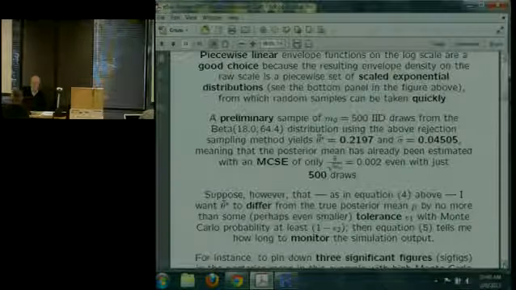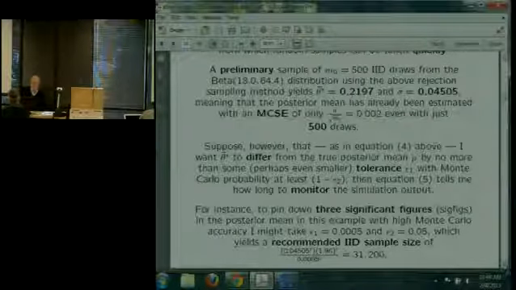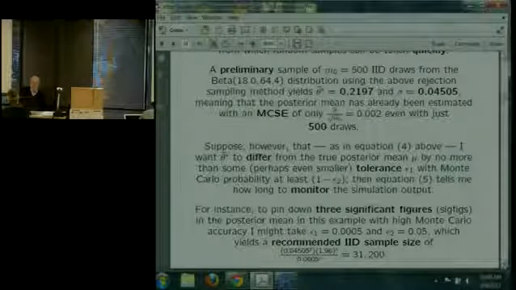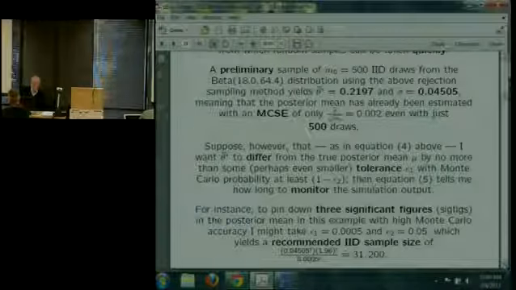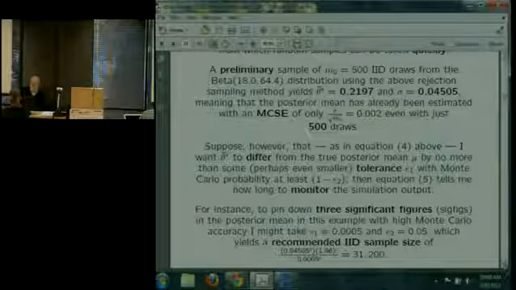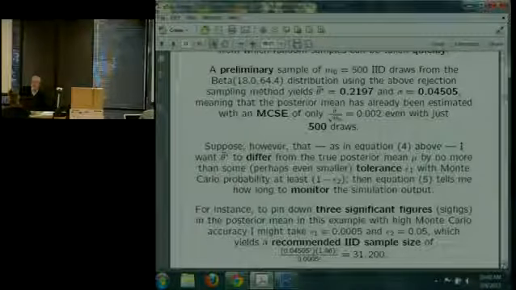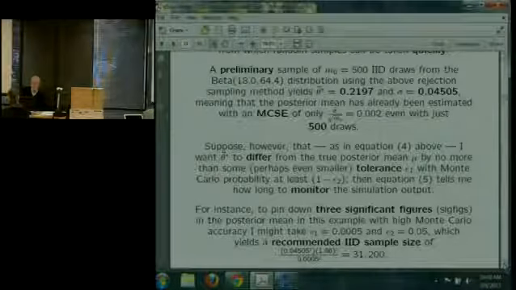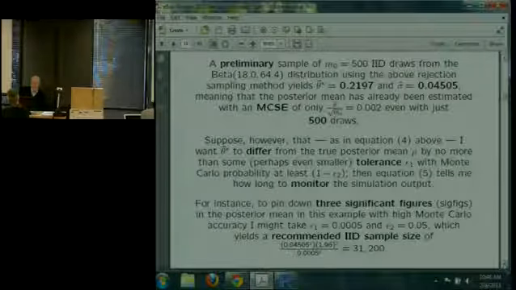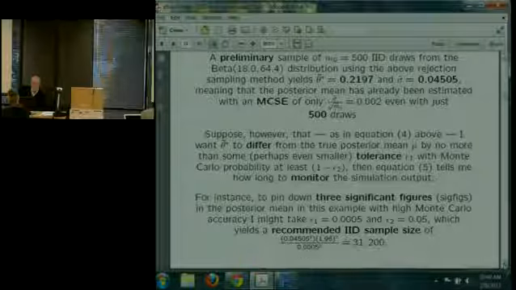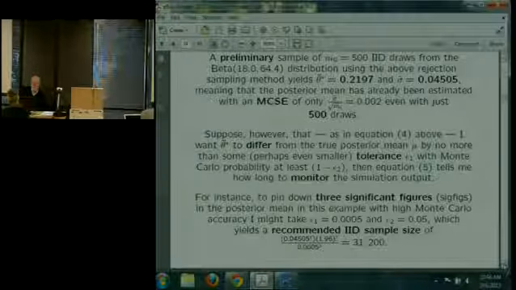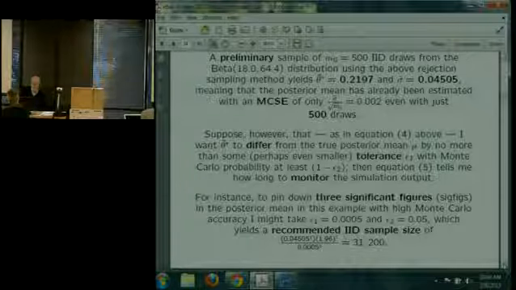For instance, to pin down 3 significant figures in the posterior mean, given that the answer comes out 0.2197, that means I have to get things right out to the first 3 digits to the right of the decimal place, and a rather small error in the 4th decimal place. So I might take the error tolerance on the scale of the data to be 0.0005, and then 95% Monte Carlo confidence. And that yields a recommended IID sample size of about 31,000.